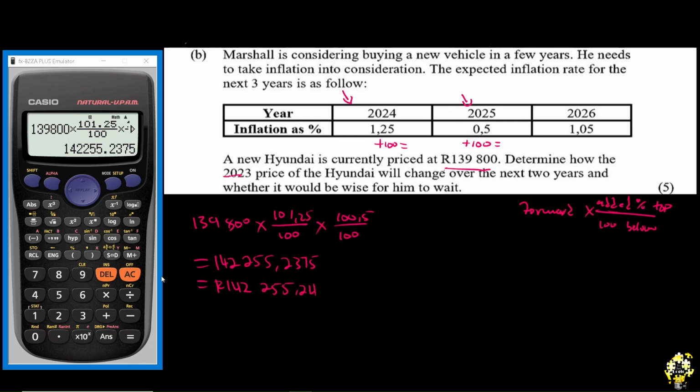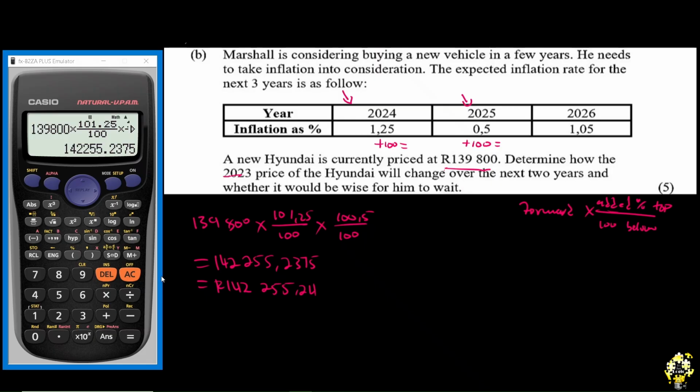You just need to understand, where am I going? Am I going forward? If I'm going forward, the added percentage stays at the top. If I'm going backwards, the added percentage stays below. Going forward, added at the top, 100 below. Going backwards, added below, 100 at the top. You're multiplying all the way. You're always multiplying by that fraction.